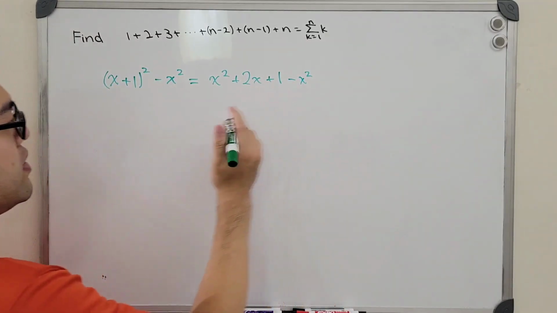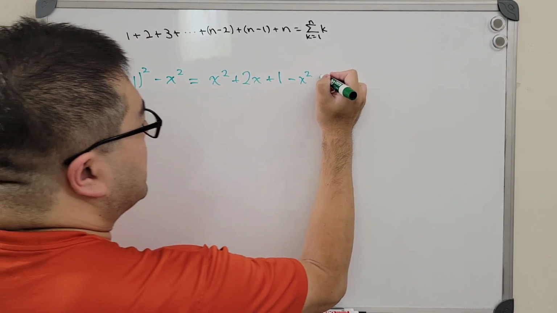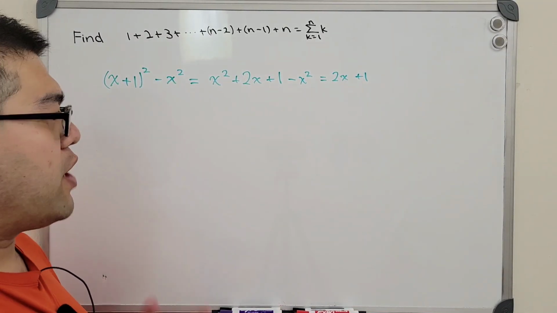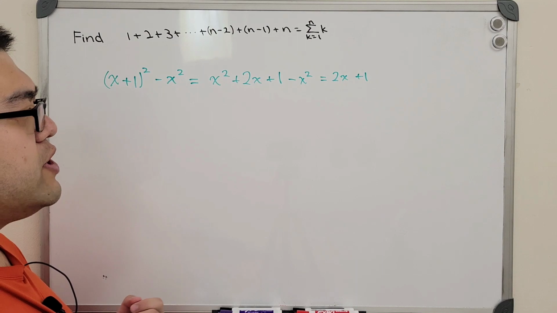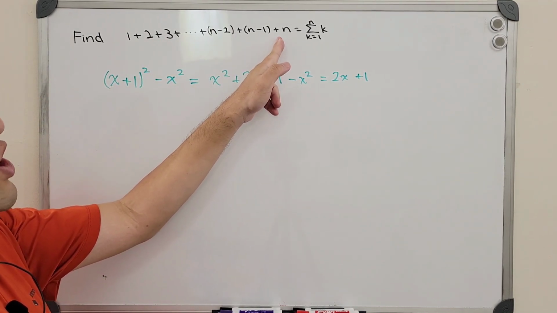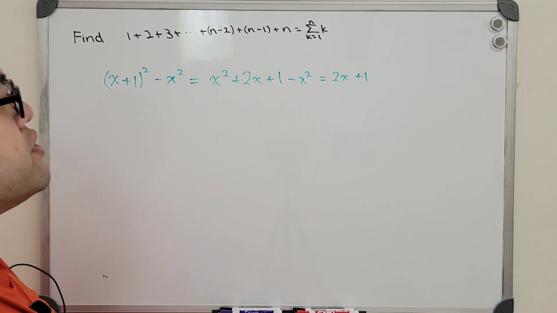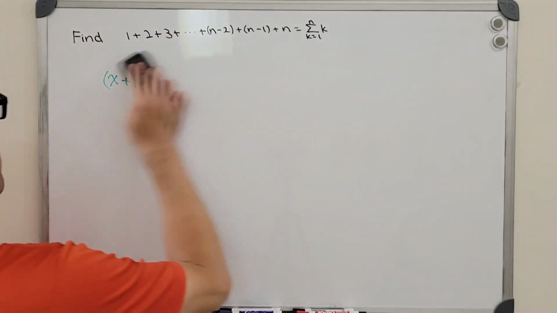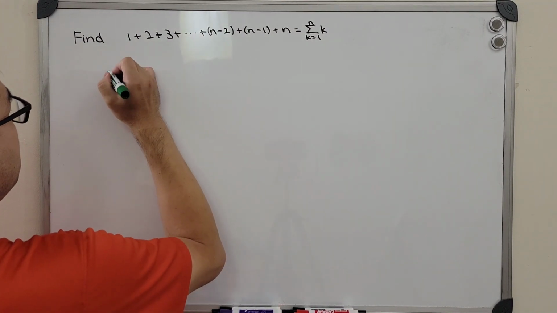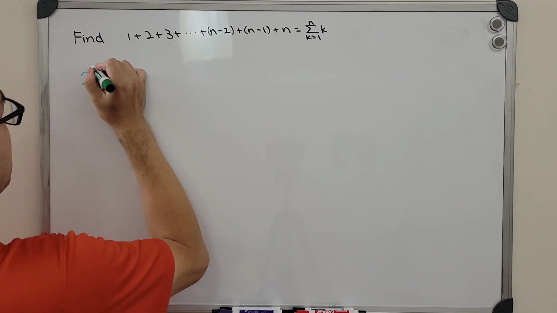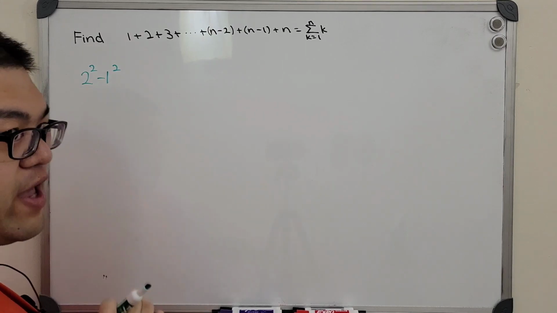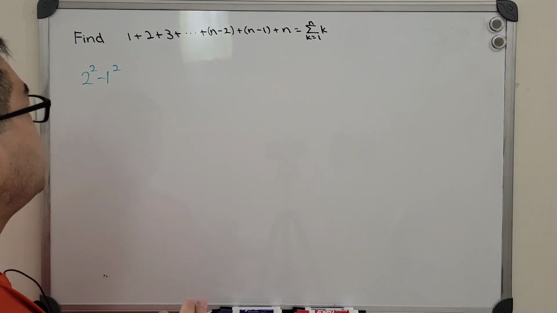And now as we subtract the x squared, we actually get 2x plus 1. Why is this important in our expression? Here is the reason. Now we're going to replace all the x by the natural numbers that we actually have in the expression, such that the first equation that we get will be 1 plus 1, which is 2 squared minus 1 squared. As we say that we start with x plus 1 squared minus x squared.